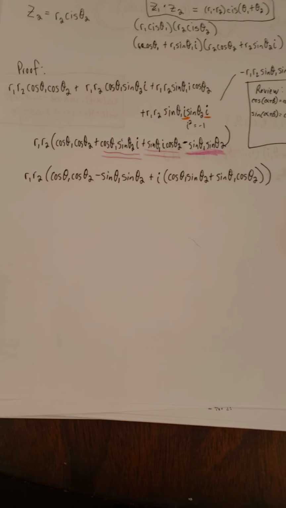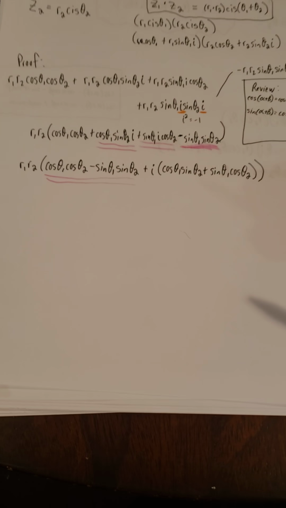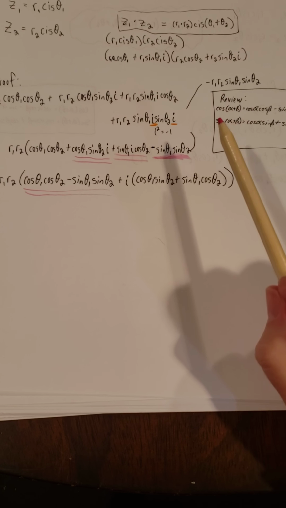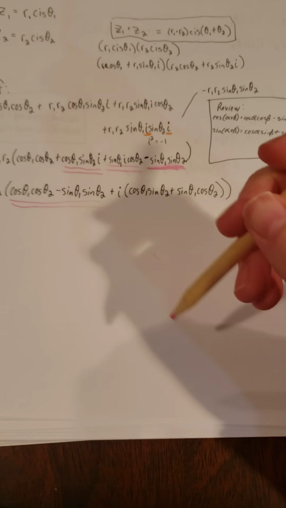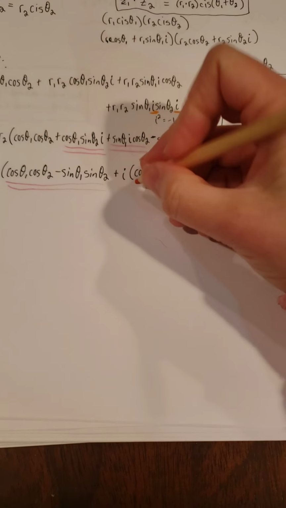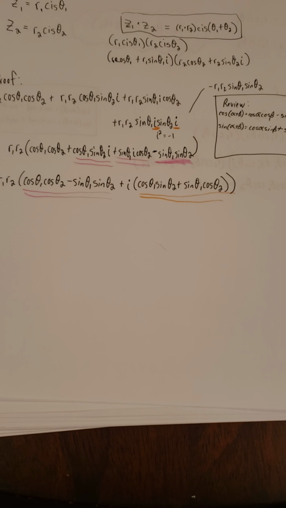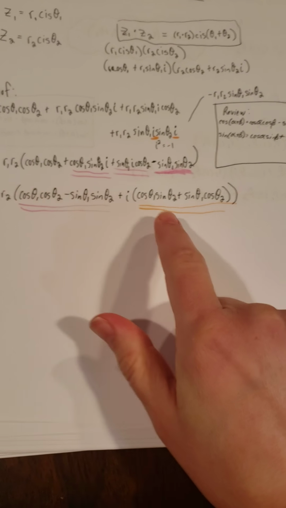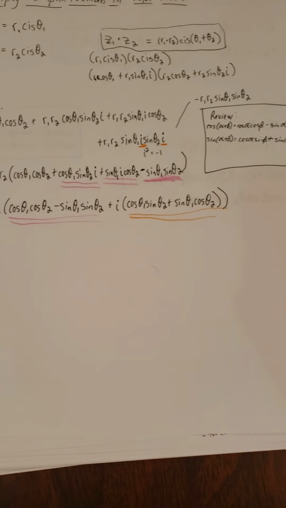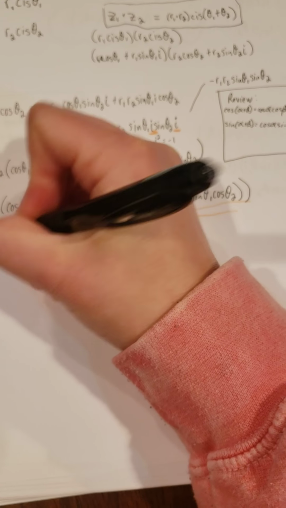And so now, if we look at this, that right there is the cosine of adding two angles together. And this right here is the expansion of the sum of sine. So this is the expansion of the sum of cosine. This is the expansion of the sum of sine. So if we put those in, what we really have is r1 r2.